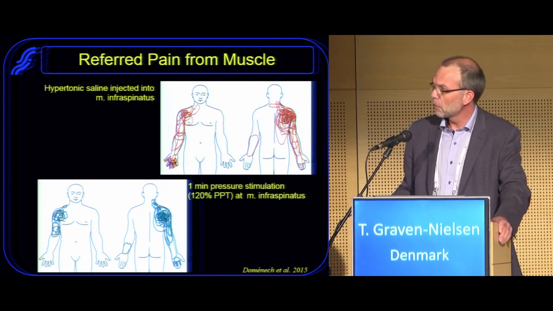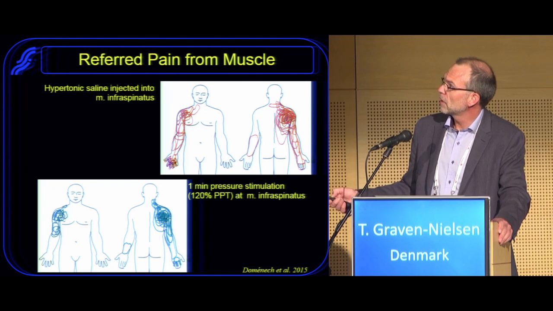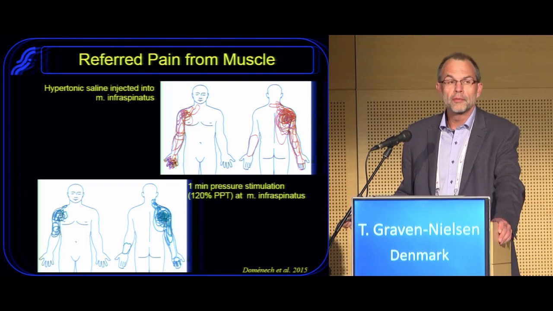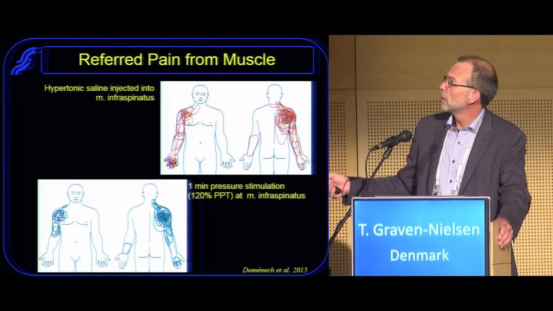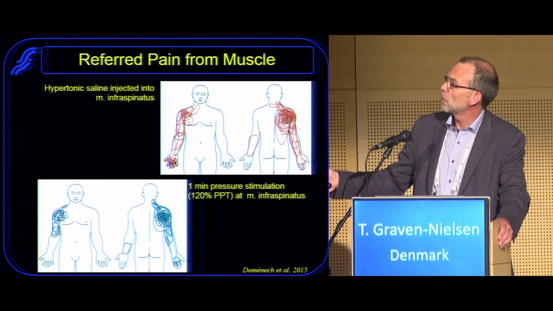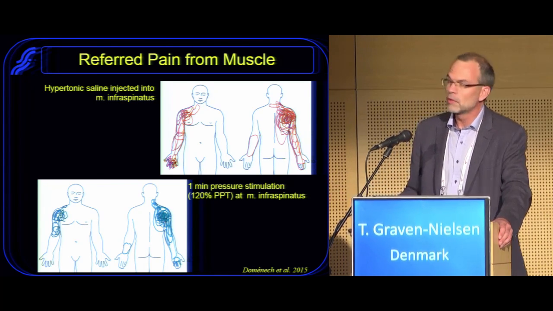Here you see some examples in healthy subjects where we have injected hypertonic saline into the infraspinatus muscle, and you can see that of course we have pain around the injection site, referred pain to the arm, but also to the frontal aspect, which is very dominating.